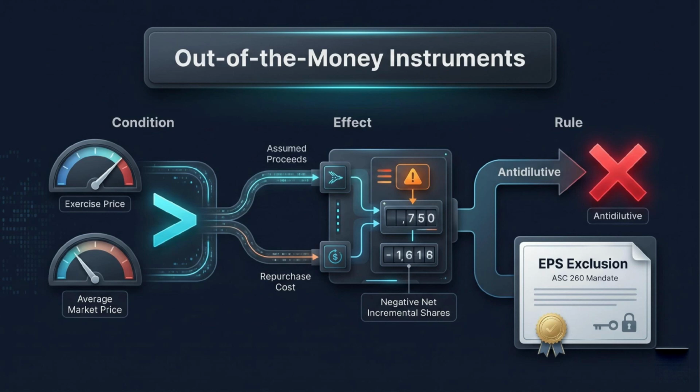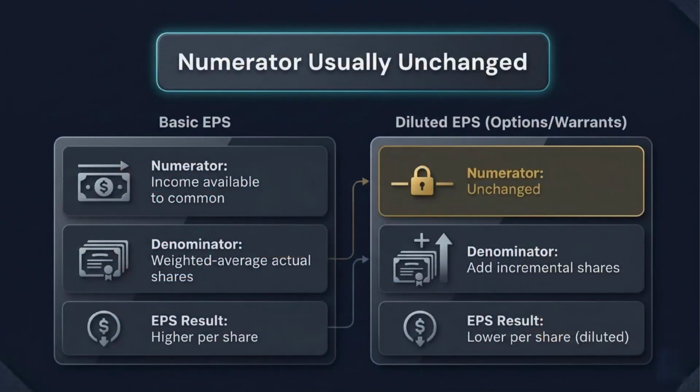ASC 260 does not allow that result in diluted EPS. So out of the money options and warrants are excluded. Do not force them into the denominator just because they exist. For options and warrants, the numerator usually stays unchanged. There is no interest expense to add back and no preferred dividend deduction to reverse. The effect is normally only in the denominator through incremental shares.